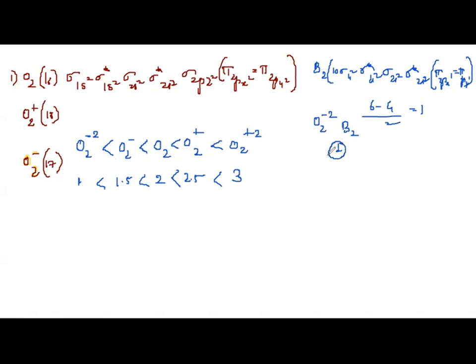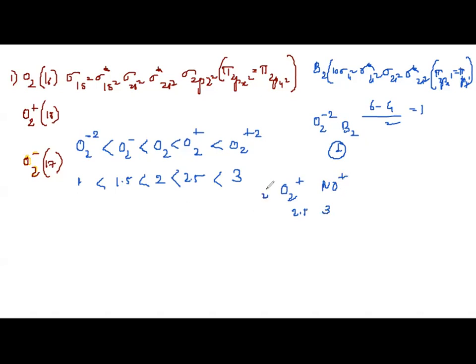Next option you can see, O2 plus. What is the bond order of O2 plus? O2 plus bond order is 2.5. One more option is NO plus. We have worked it out, NO plus bond order is 3. We have worked that in the previous answer.